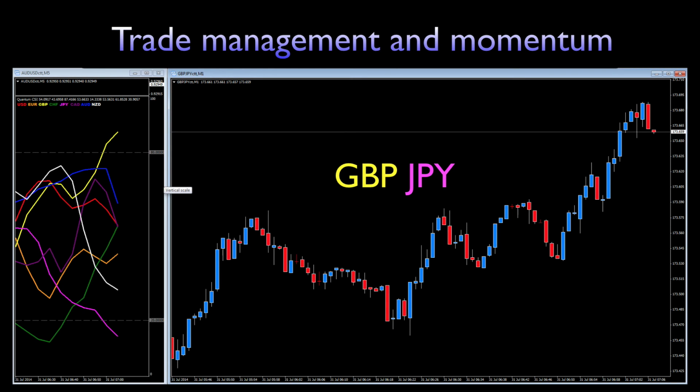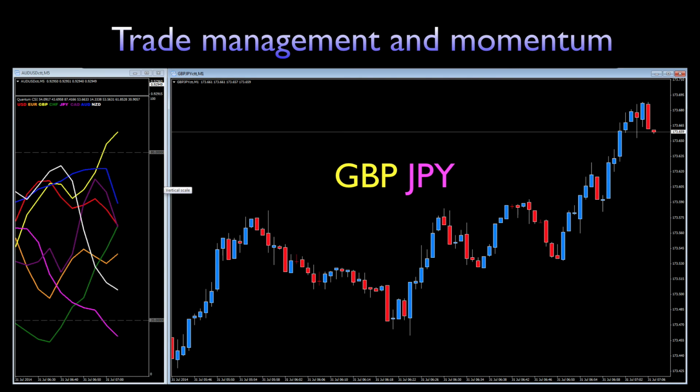This again is a nice example with the pound yen. You can see the steepness of the yellow line. It's very sharp, it's rising sharply, which is what you would expect. You'd expect to see that reflected in the price action. It is. The same with the yen. We don't know whether it's pound strength or yen weakness that's driving this move, but for sure there is momentum in the move.